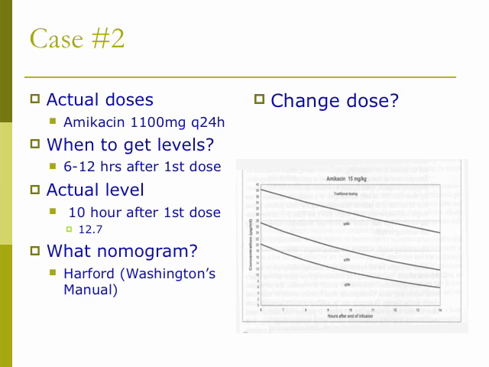And then when do you get a level? You want to get a level at 6 to 12 hours. Usually I just write for 10. It's just easy for people to remember. And you can do it with that first dose. You don't need to wait for them to reach steady state. And then the actual level came back 10 hours later. The first dose is 12.7. So at your 10 hours, 12.7 is right around there.